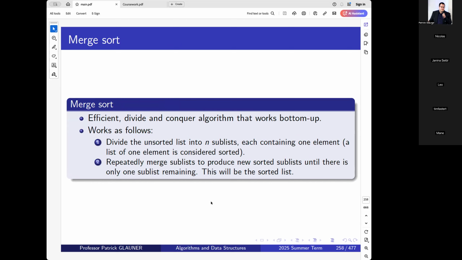And we will come back to these terms bottom up and top down. We've seen this just before when we looked at dynamic programming, speeding up recursion, and bottom up and top down are two more generic design principles for algorithms. And the merge sort is highly efficient and it works bottom up. And I'll tell you what it does.